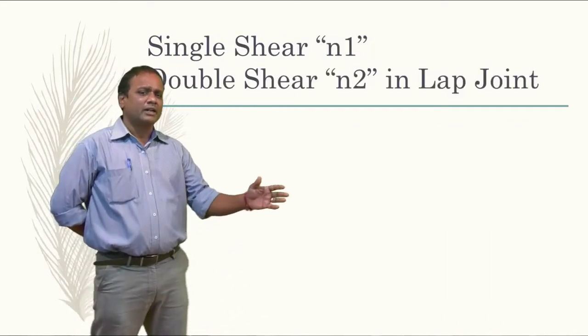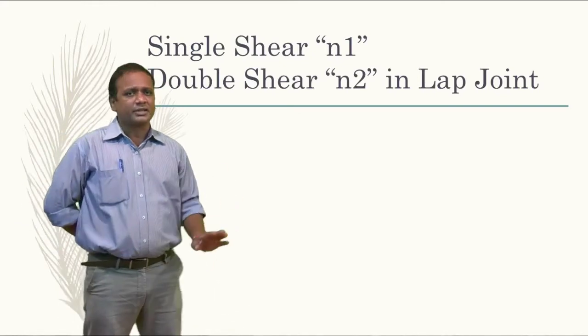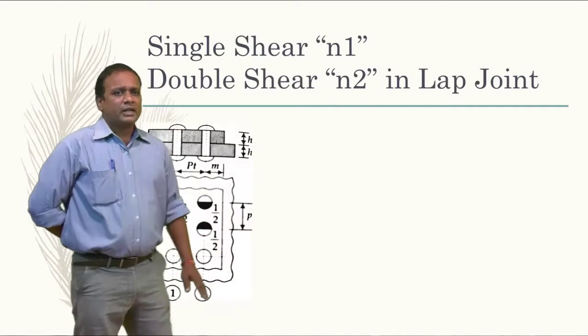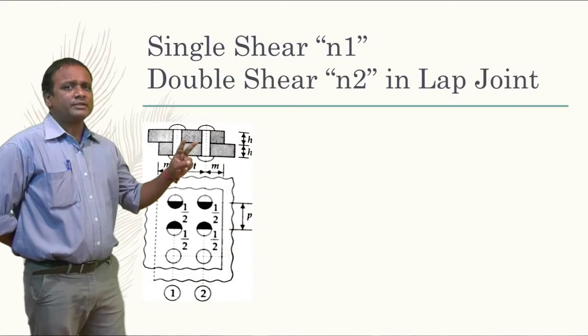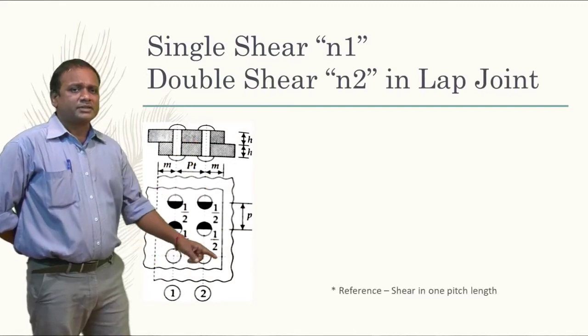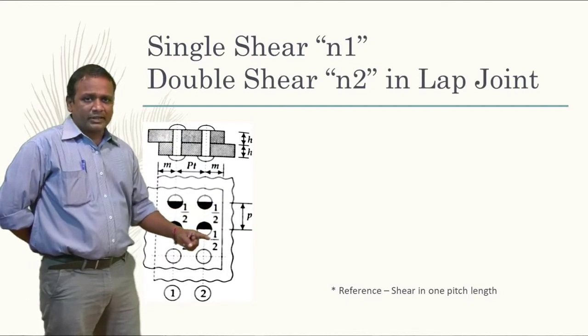Now let's try to understand with cases how this N1 and N2 play. As I said, N1 reflects always single shear, N2 reflects double shear. If you could see this whole sketch, I have a lap joint with two rivets, and always consider the reference as a shear in one pitch length. As you can see here, it is one pitch length. This is one pitch length.